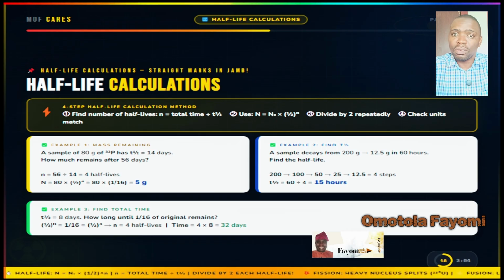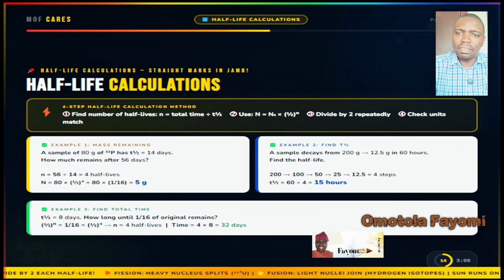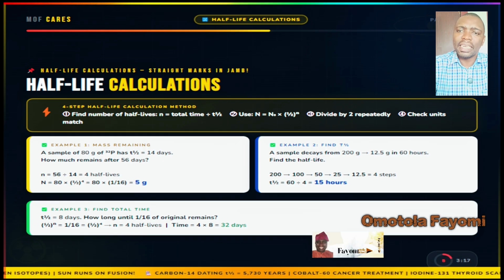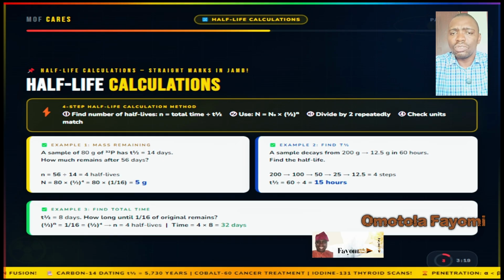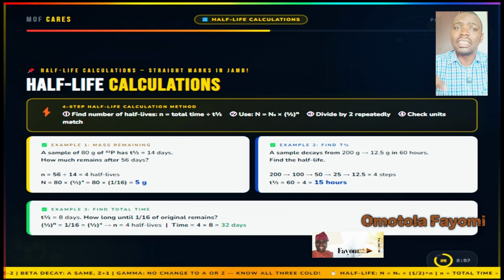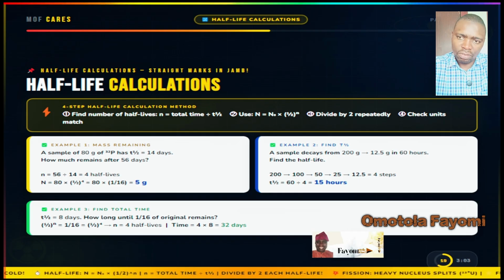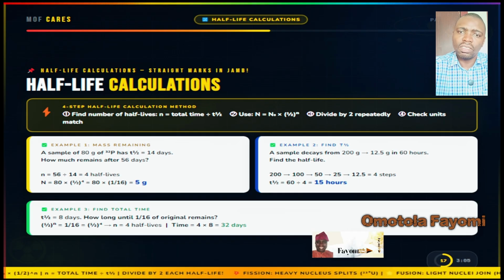4 steps method. Step 1, find the number of half-lives n by dividing the total time by T half. Step 2, apply N equals N0 times half raised to power n. Step 3, you can also simply divide by 2 repeatedly n times. This avoids any power calculation. Step 4, check your units, and let's look at this example.